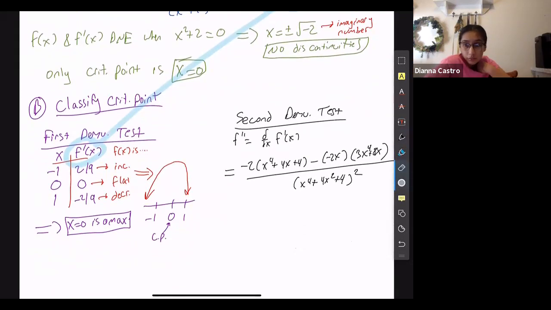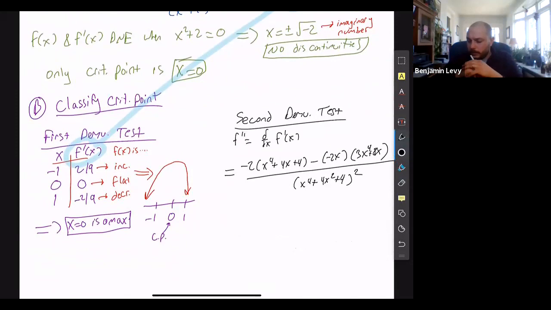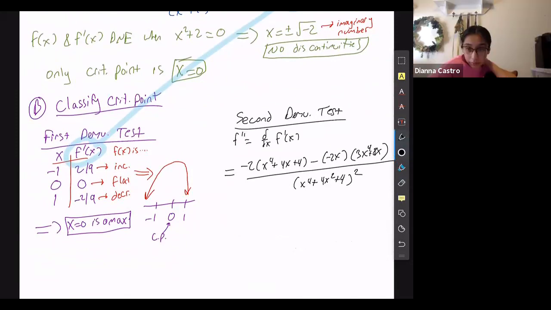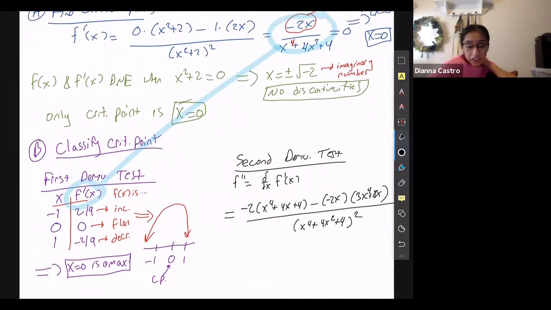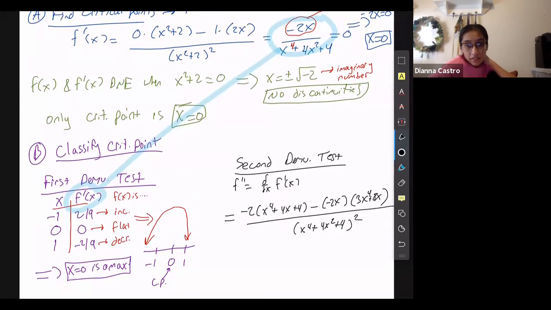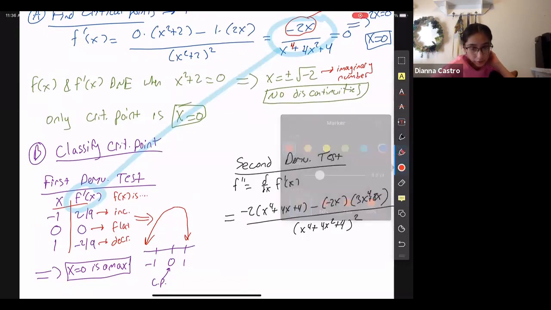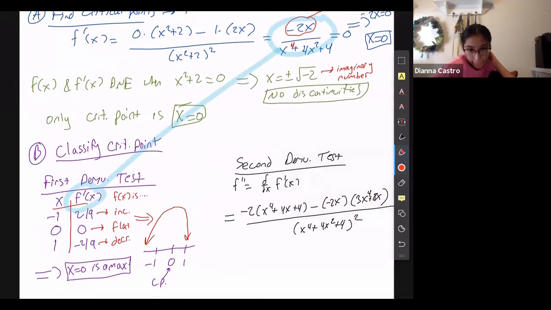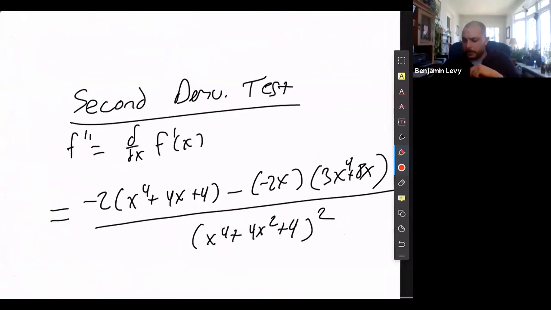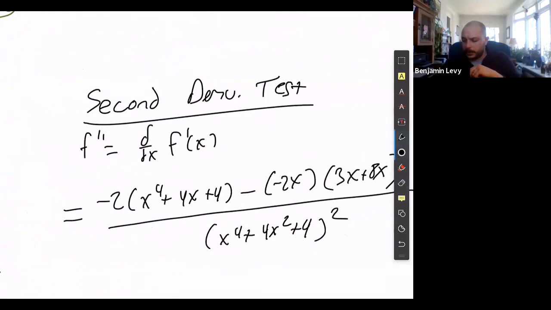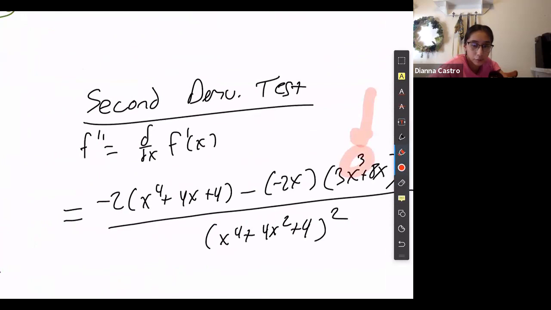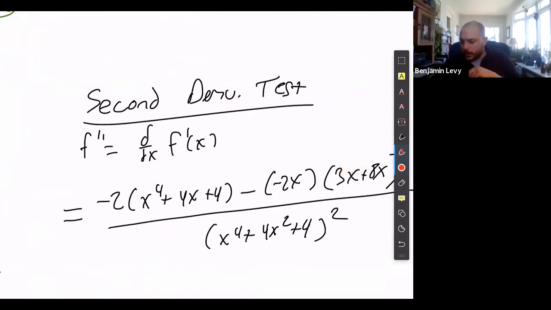Wouldn't the derivative of the bottom, the derivative of x to the fourth plus 4x squared, wouldn't it be 4x cubed, not 3x to the fourth? Thank you. Second derivative, yeah. Yep. So this 4 should be a 3, and then the 3 should be a 4. You bring the 4 down, not the 3 down. Absolutely. Okay. Thank you.